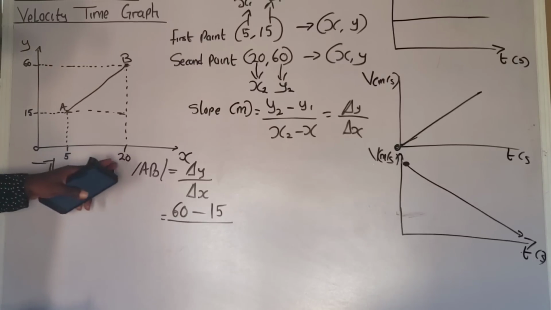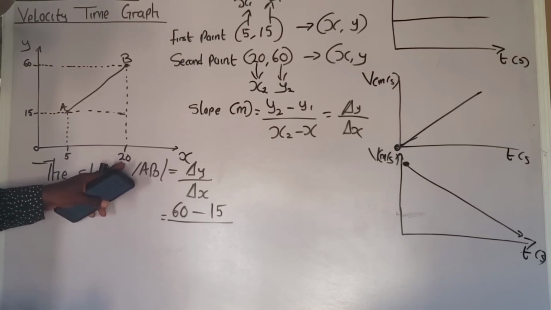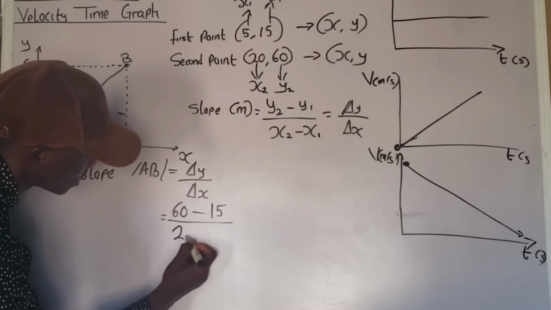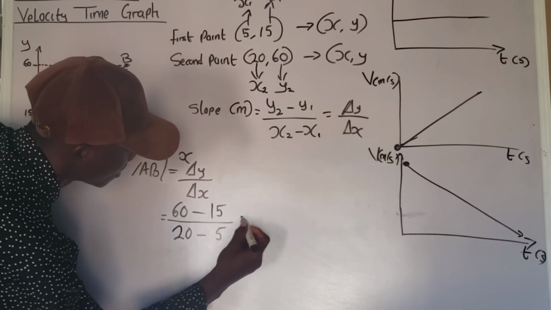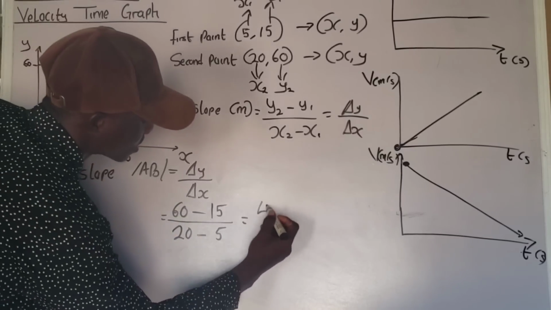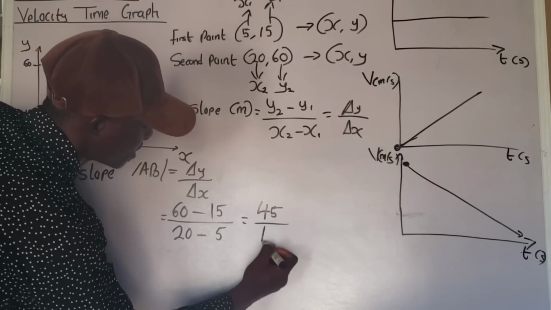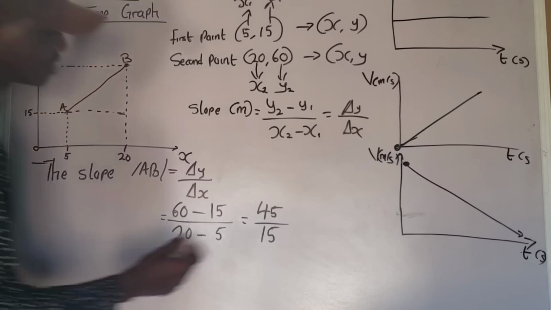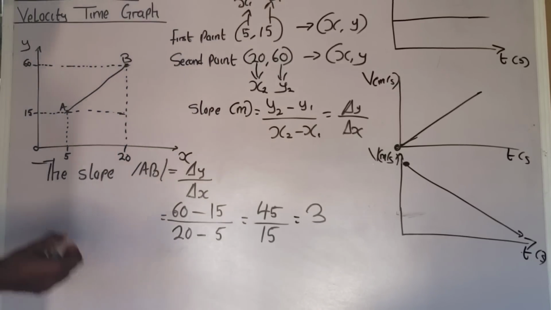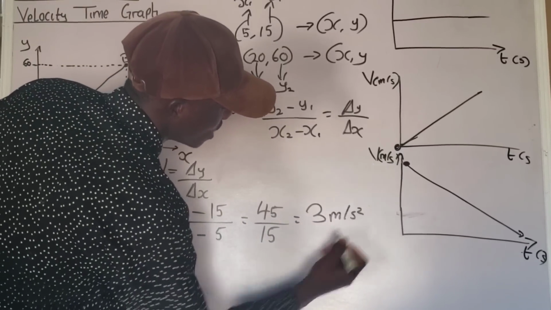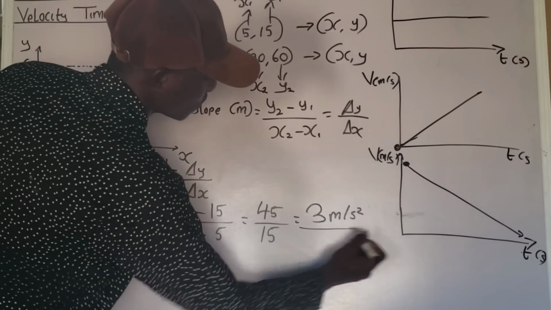Change in x is x2 minus x1, which is 20 minus 5. Now 60 minus 15 is 45, so I'm going to have 45 all over 15. 45 divided by 15 is 3. Acceleration is measured in meter per second squared, so I'm going to have 3 meter per second squared. So that is the uniform acceleration.